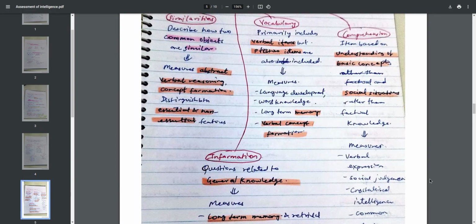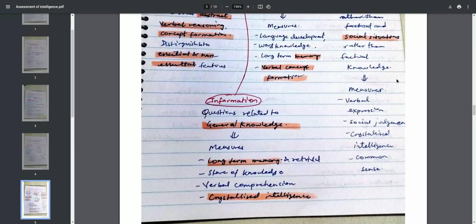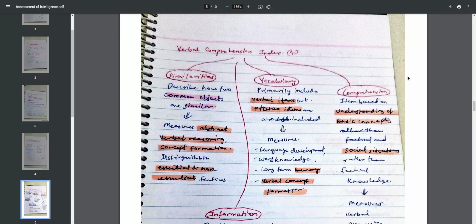Then information. Here they are asked questions about general knowledge. This is one of the limitations we will study later, because general knowledge is pretty subjective. And then vocabulary. In this test, some of the items are verbal and some are picture. Here, for example, they are asked a word and asked to define it. This is also pretty subjective.